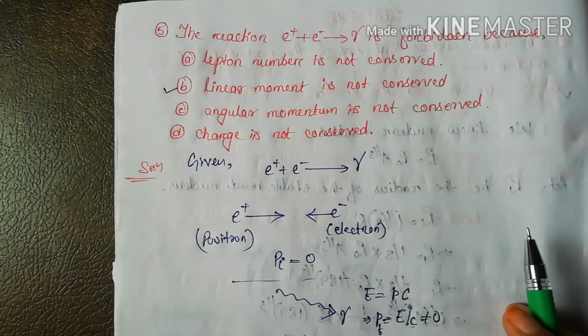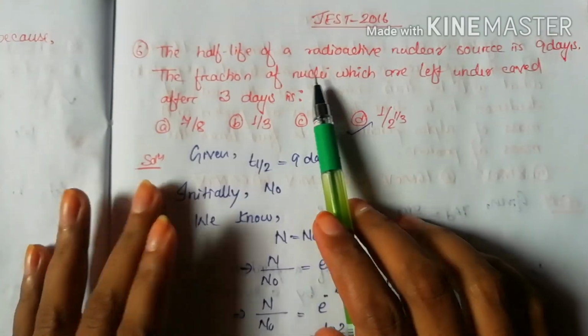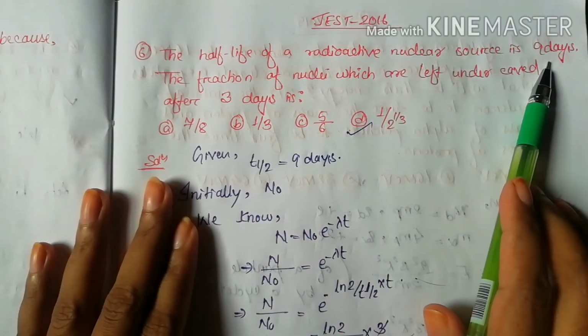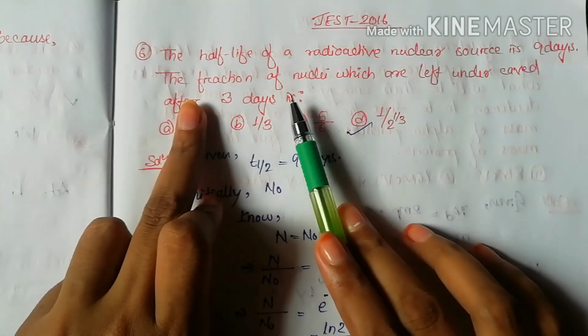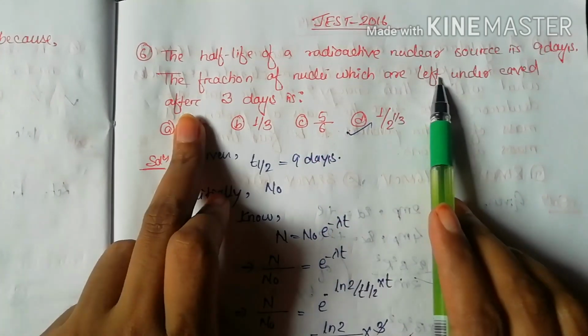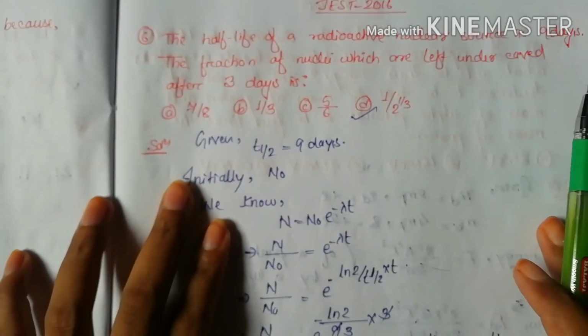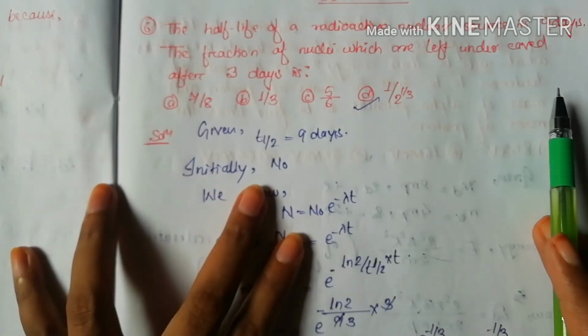So now let's come to the next question. The next question is from JEST 2016. The half-life of a radioactive nuclear source is 9 days, and we have to find the fraction of nuclei which are left undecayed after 3 days. So the half-life is given as 9 days. Initially the total number of atoms was n0.